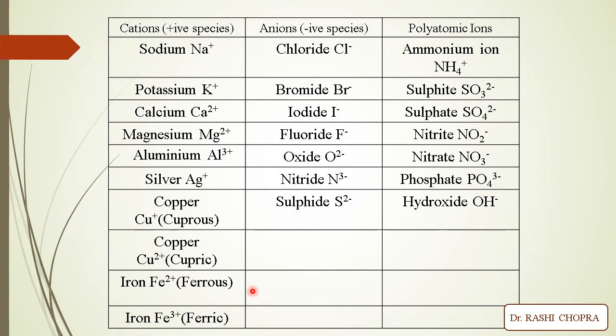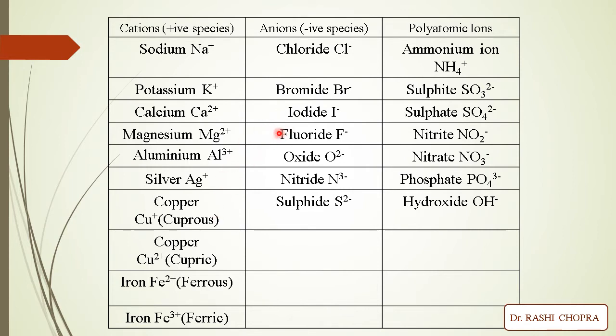So depending upon which anion the cation is combining with, you will get to know whether your copper is cuprous or cupric. If, let's say, copper is combining with the iodide ion, so copper combining with iodide, depending upon that, I will just tell you what the formula is.